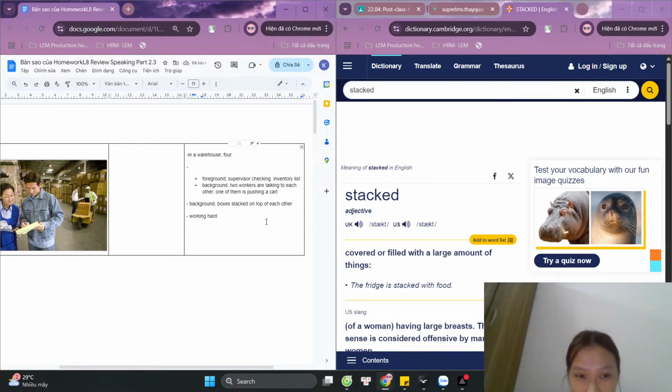This is a picture of a warehouse in the front while supervisors are checking inventory lists. In the background, two workers are talking to each other. One of them is pushing a cart. In the background, boxes stack.